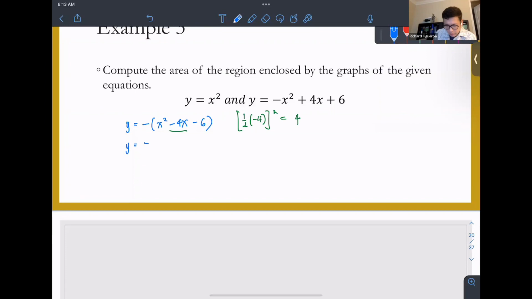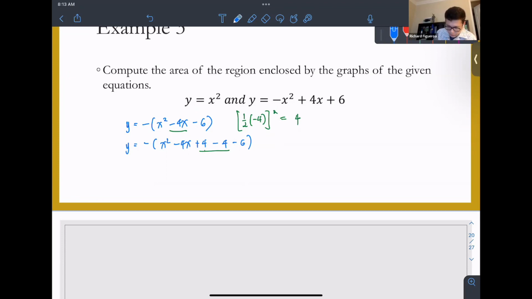So y will then be equal to negative, x squared minus 4x. I'm going to add, sorry, add 4, and then minus 4, then minus 6. So this is what I added and subtracted, plus 4 minus 4. That would still be 0. So I did not change anything. But I made the x squared minus 4x a perfect square.